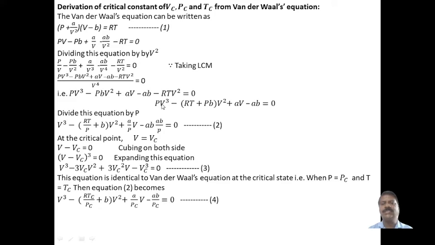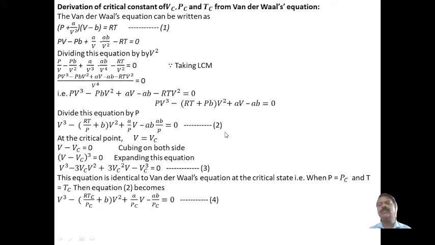In this equation I require the coefficient of V³ to be 1. Therefore, divide the whole equation by P. After dividing by P, V³ minus (RT/P + b) V² plus aV/P minus ab/P equal to 0. Here an extra b was written by mistake, but it is ab/P. That is called equation number 2.